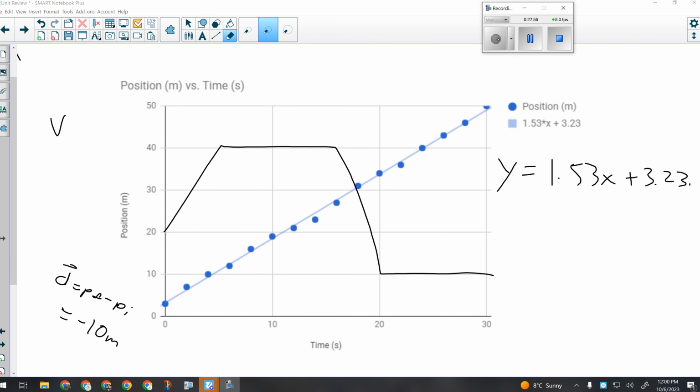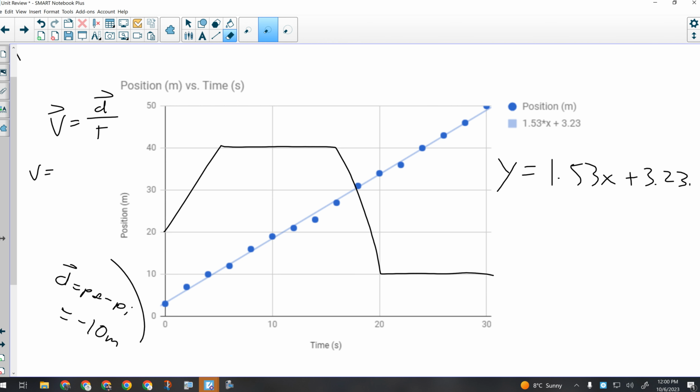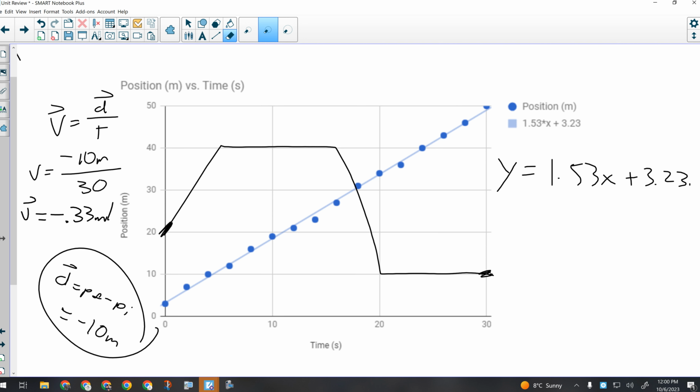If I want average velocity, it's total displacement divided by total time, right? So on this graph, my total displacement is this number right here that I already calculated. My final position is 10, my initial position is 20, so my overall displacement is negative 10 meters, and that takes 30 seconds. So my overall velocity would be negative 0.33 meters per second, just using v equals d over t. You can't use slope for that one because there isn't one.